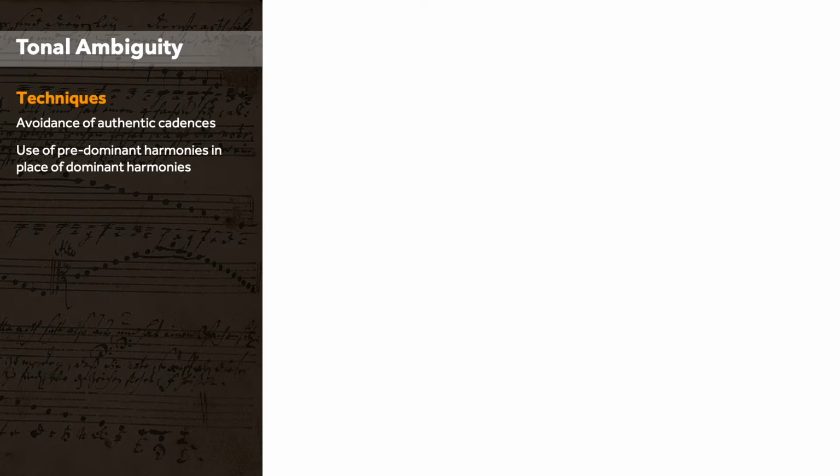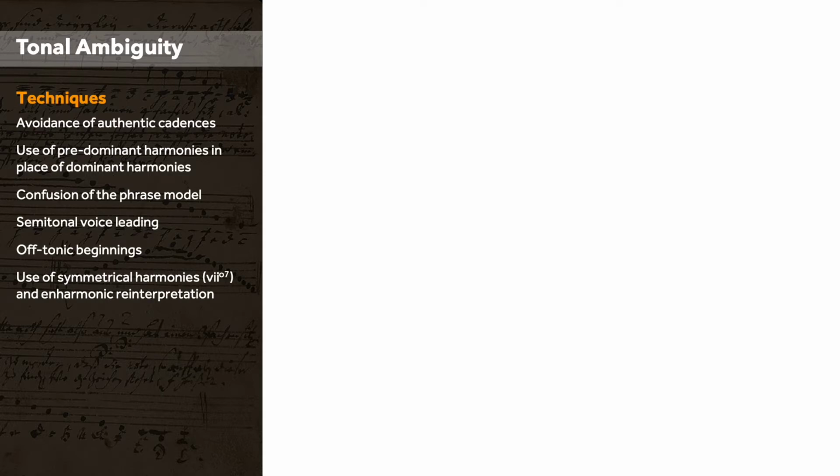An important aesthetic in music of the 19th century is tonal ambiguity. Several techniques were employed to achieve this aesthetic. The avoidance of authentic cadences, the use of predominant harmonies in place of dominant harmonies, a confusion of the phrase model, semitonal or chromatic voice leading, off-tonic beginnings, and the use of symmetrical harmonies, such as the fully diminished seventh chord, which could be enharmonically reinterpreted in order to access remote keys.